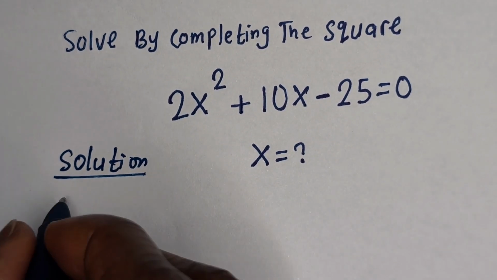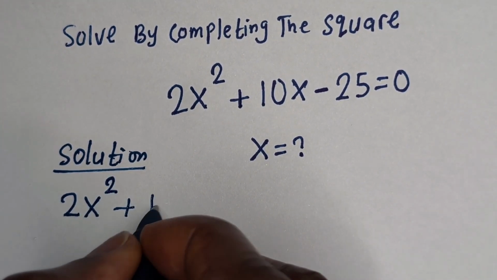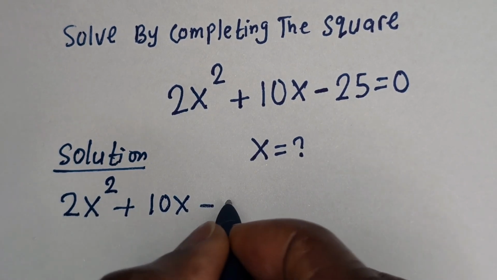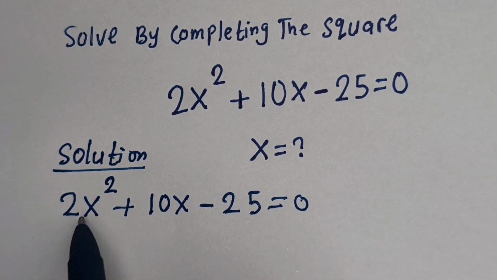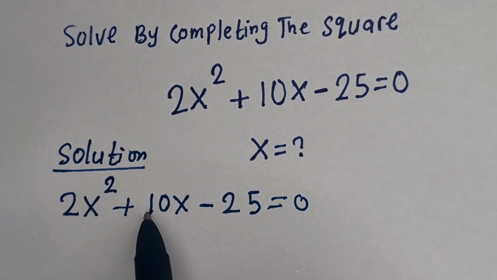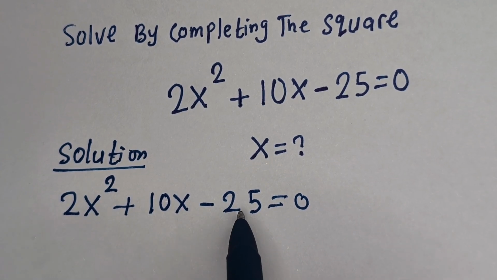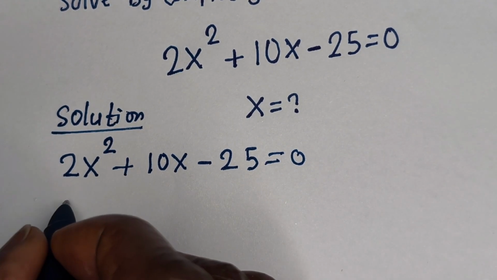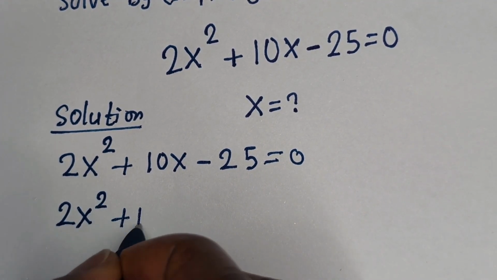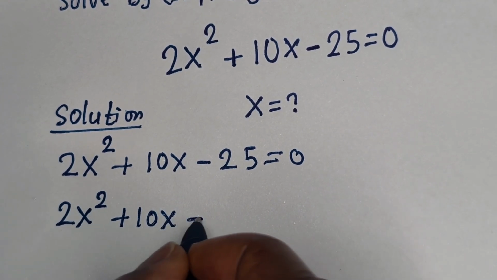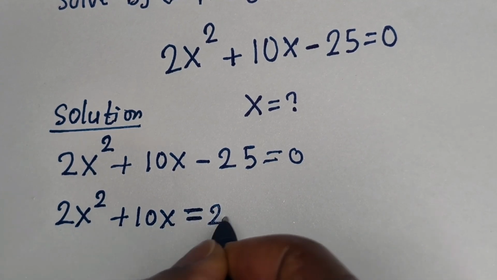We have the given equation 2x squared plus 10x minus 25 is equal to 0. Here, the coefficient of x squared is 2, the coefficient of x is 10, and the constant that we have here is 25. Now, this can be written as 2x squared plus 10x is equal to 25.